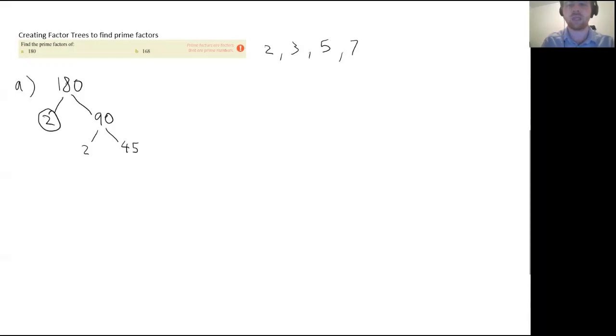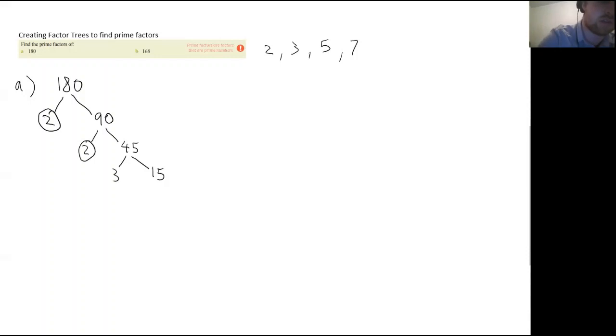Okay. So now we can circle that 2 again because it's prime. But 45 we can continue splitting up. So 45, can 2 fit into it? No, it can't. So I'm going to pick the next smallest prime, which is 3. Can 3 fit into 45? Well, yes, it can, because 15 and 3 make 45. So I can go 3 and 15.